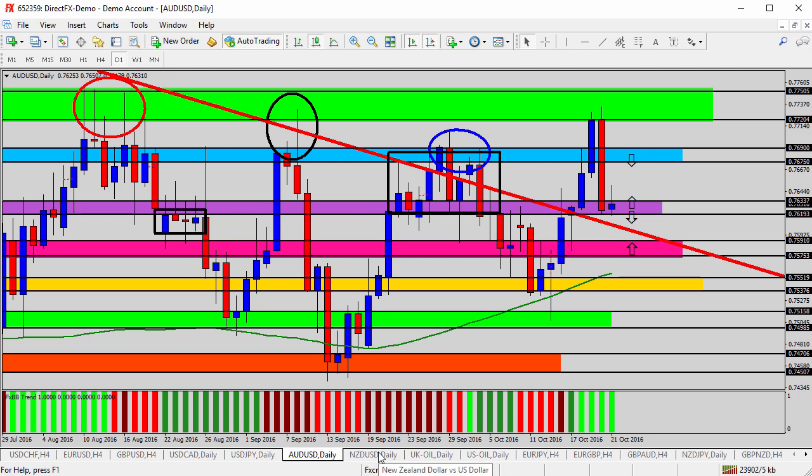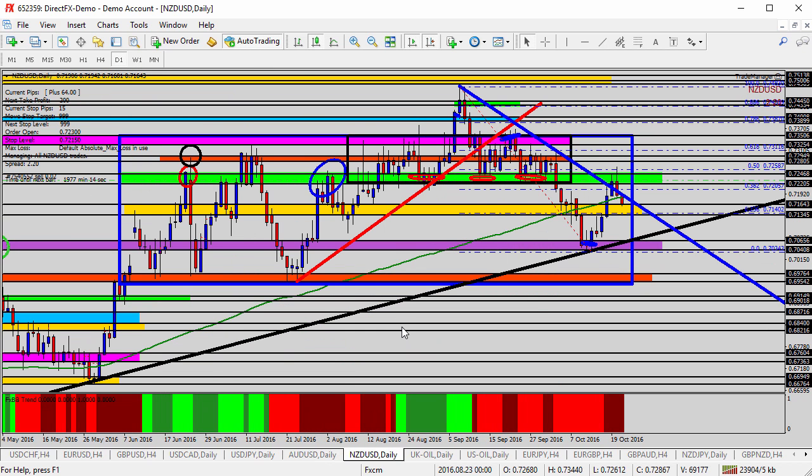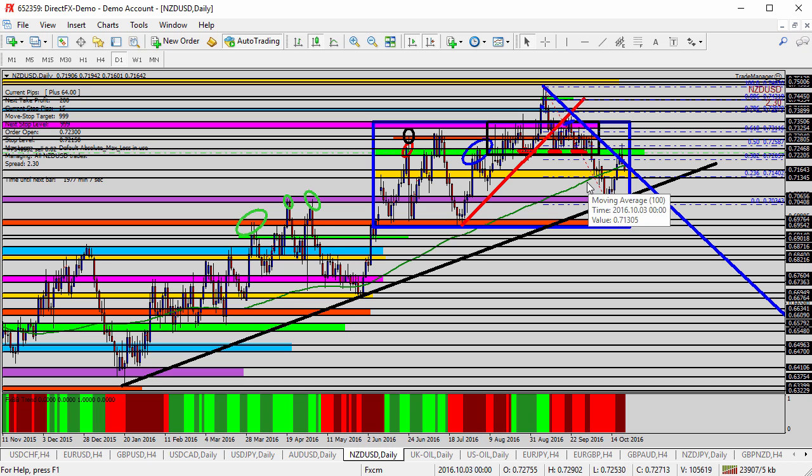And one last pair, the NZD USD, New Zealand dollar, US dollar. We have two different trends we're contending with here. We have the long-term black trend line. We've seen the market touch down into that black trend line a couple of times now, even just last week touching into that black trend line. And then we have the blue trend line.